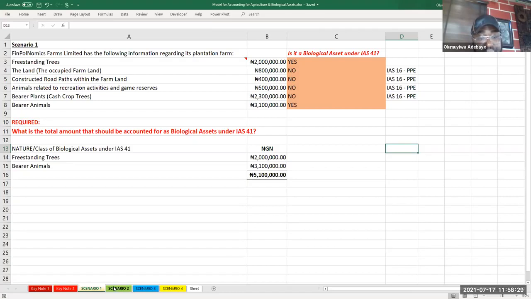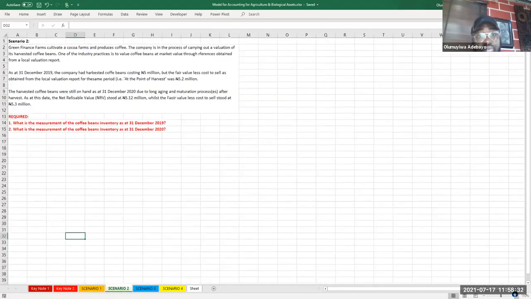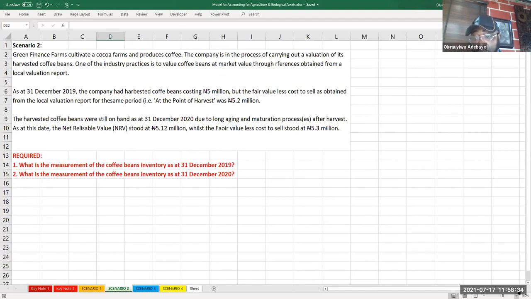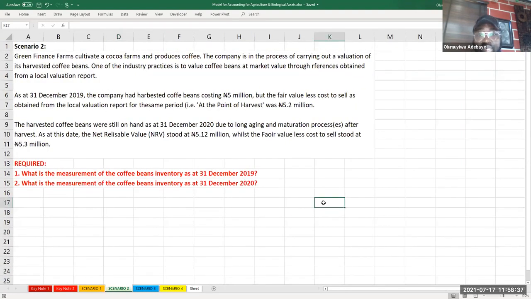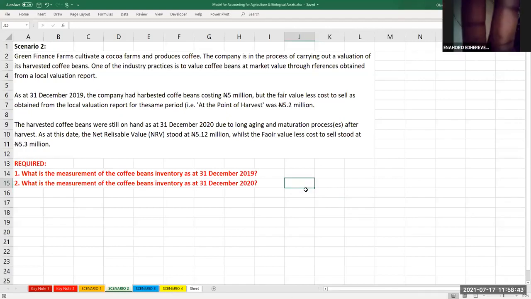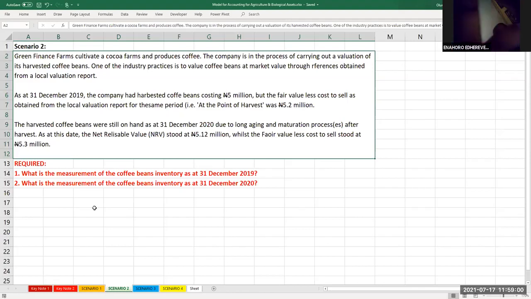Okay, another question. Who will read this? And I want somebody to proffer a solution to it. Okay, I read. Scenario 2: Green Finance Farms cultivate a cocoa farm and produce coffee. I'm reading. I don't know if you are listening. The company is in the process of carrying out evaluation of its harvested coffee beans.